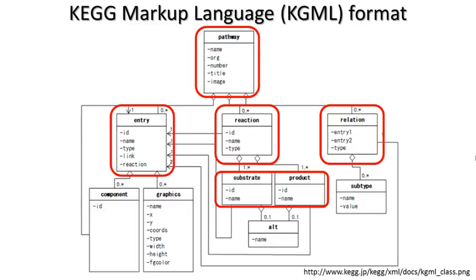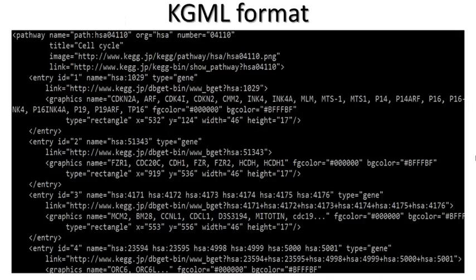In order to generate the nice graphical representation of a pathway that we had looked at earlier, one feature of each entry is the graphics, including the coordinates, logo shape, size, and color. The KGML format is stored in a computer like this. An example of an entry is shown here, following the format.